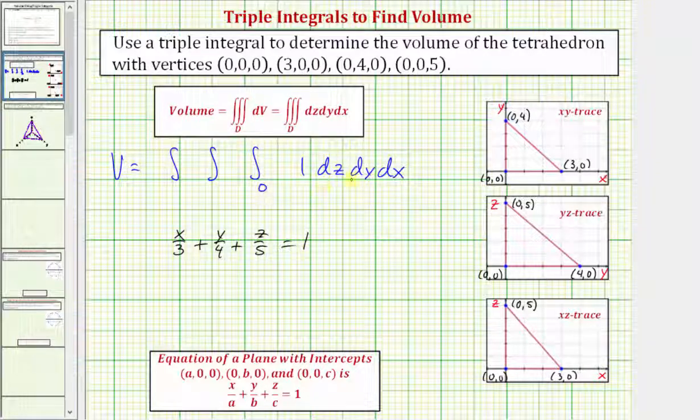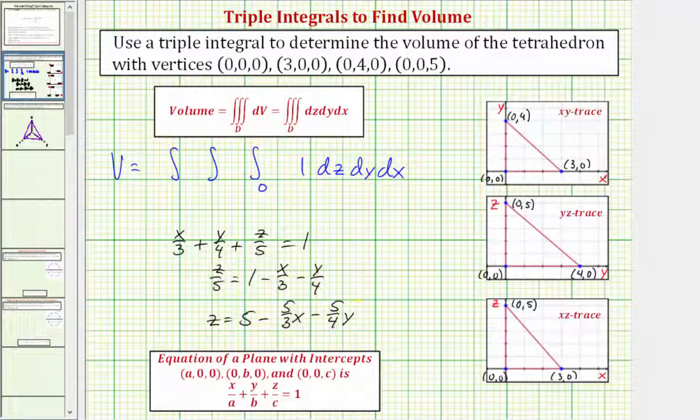Now if we integrate with respect to a different variable first, we'd have to solve this equation for whichever variable we integrate with respect to first. But we'll solve this for z, so we'd have z divided by 5 equals 1 minus x divided by 3 minus y divided by 4. And now I'll multiply through by 5. So we have z equals 5 minus 5/3 x minus 5/4 y. Again, this is going to be the upper limit of integration with respect to z.